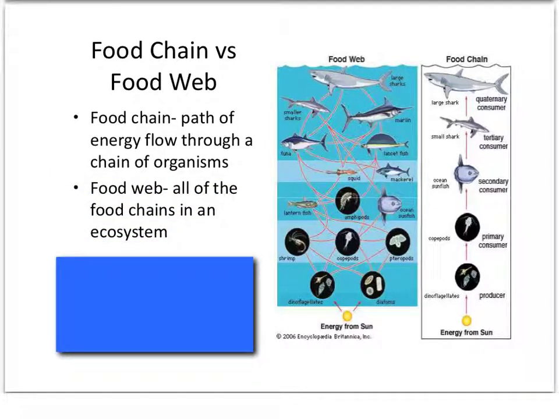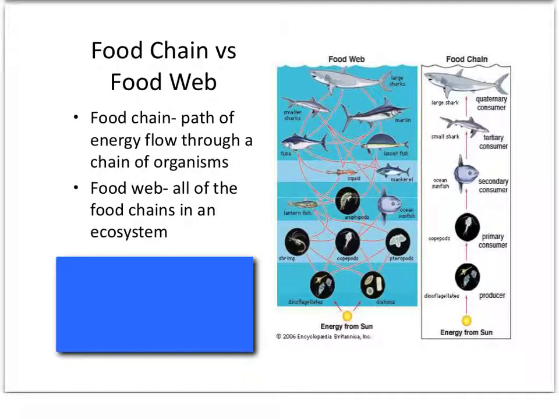A food web, pretty much the same thing. It's just all of the food chains in an ecosystem, or at least a great number of food chains in the ecosystem. So in this food web here, you got energy from the sun going to diatoms, which are a type of phytoplankton, which could go to these guys, which could go to these guys, which go here, everywhere. They can get pretty complex.